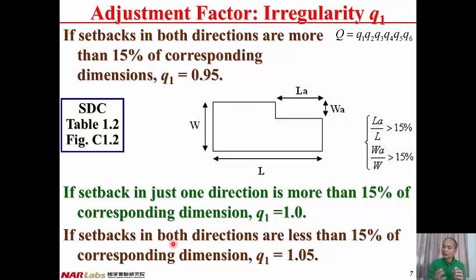If setbacks in both directions are less than 15% of the corresponding dimension, that means LA divided by L is less than 15% and WA divided by W is less than 15%, then the building is quite regular. Then we have the adjustment factor Q1 equal to 1.05.